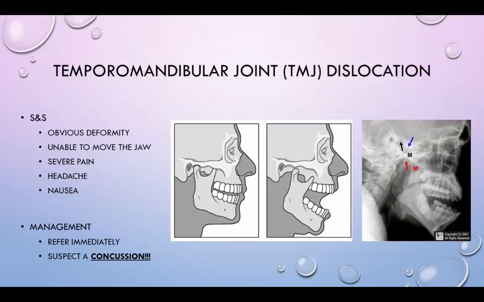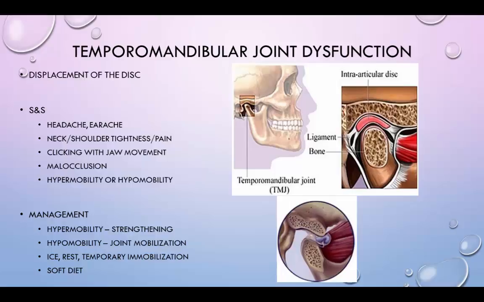Common signs and symptoms of temporomandibular or TMJ dislocation include obvious deformity where the mouth may even be stuck open, such as in the picture on the slide and in the x-ray, inability to move the jaw, severe pain, headache, and possibly nausea. When managing a TMJ dislocation, it is very important to refer the patient immediately and to suspect a concussion. TMJ joint dysfunction occurs with displacement of the disc.